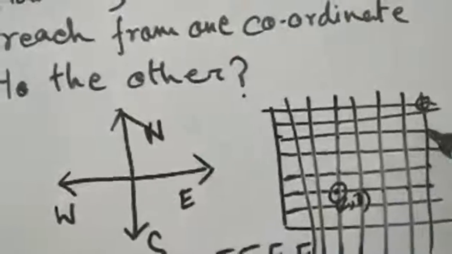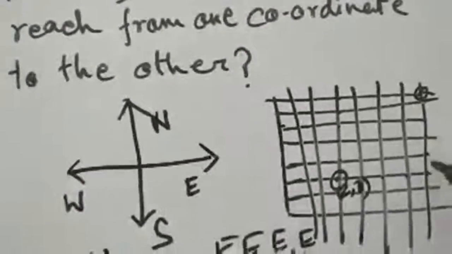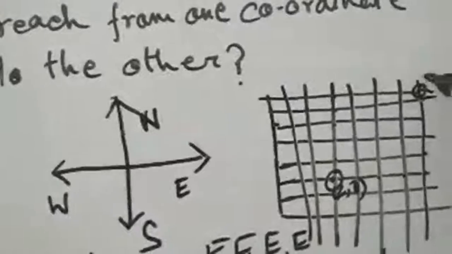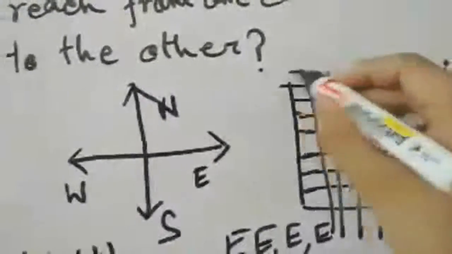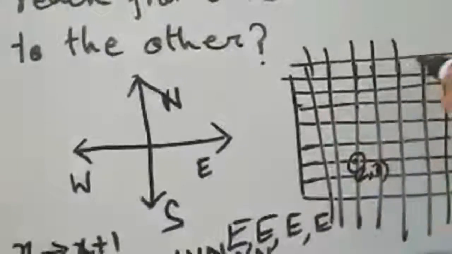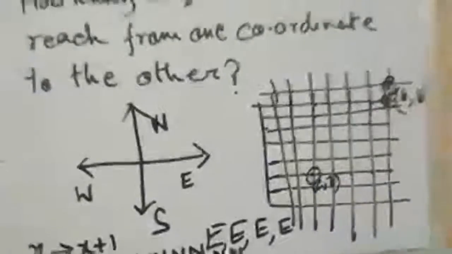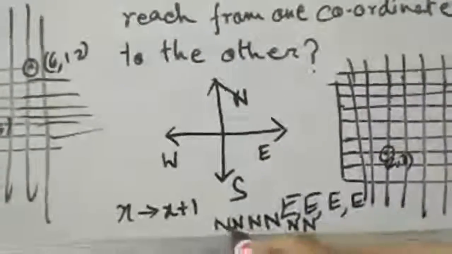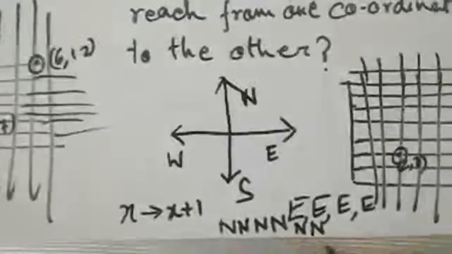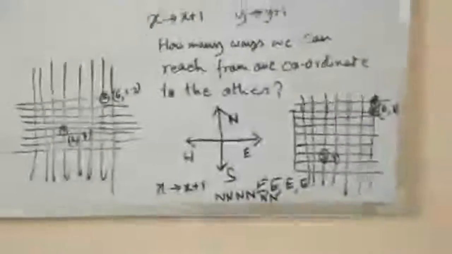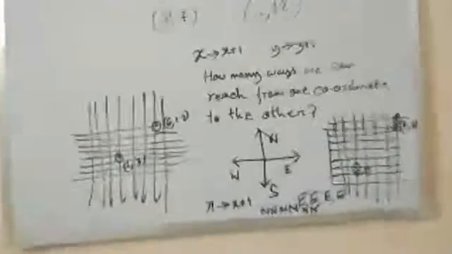So 7, 8, 9, 10, 11. Oh, so this point will not be the point. The point will be this point, above everything there will be another point. So this point will be 6 comma 12. So total, 6 north moves are available over there. So the total number of possible ways to reach this point is, how many words can we form with these letters.